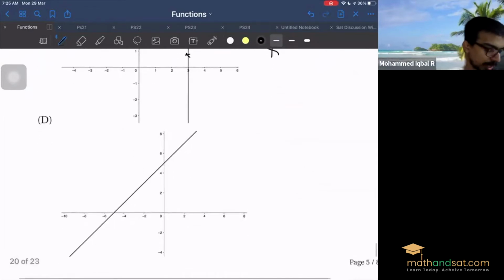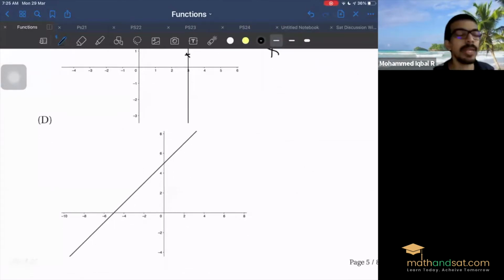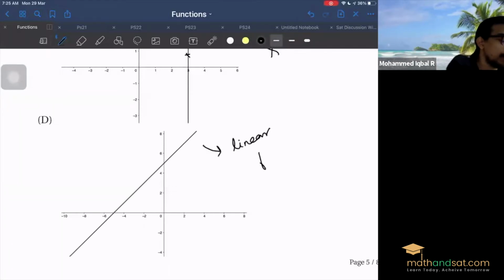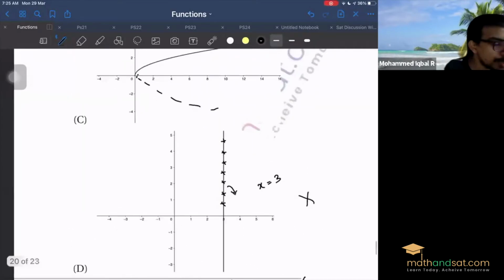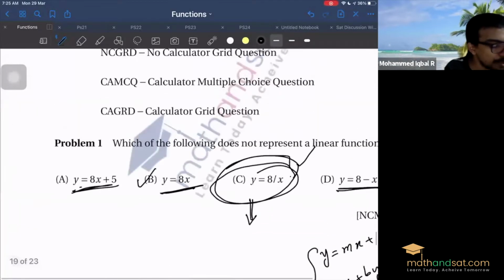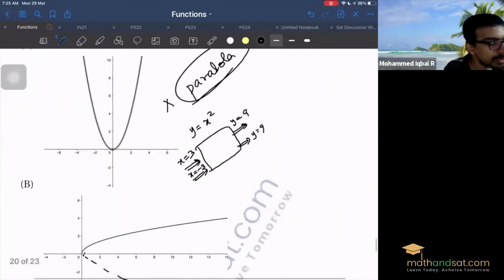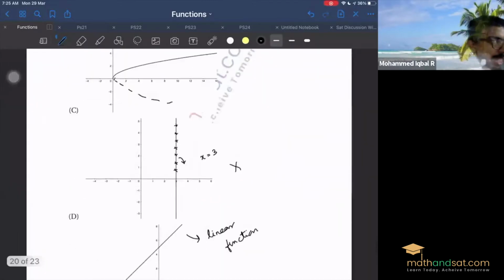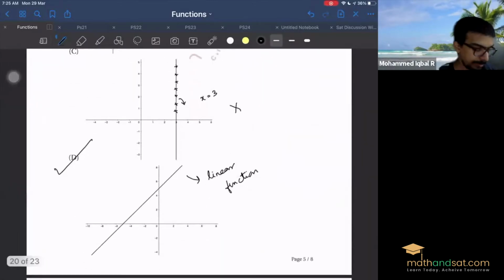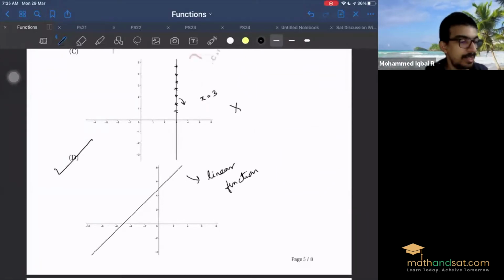And in the fourth case, we have a straight line. It's a normal straight line. So this is going to be a linear function. So the answer to which of the following represents a linear function is going to be D.